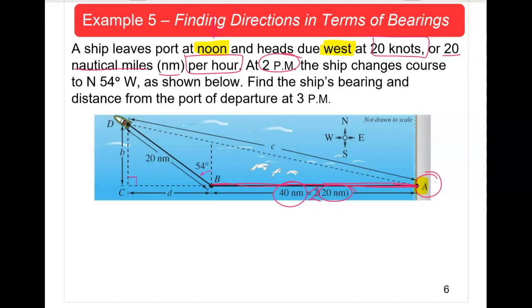Then at that point, the ship changes course using this bearing, north 54 west. So I am going to trace here. I'm going to use this as my origin, and I'm just going to trace, I'll erase it in a minute, a north-south line, so that we could get the correct visual. So it says north, so meaning we go up here, right? North, and then 54 degrees.